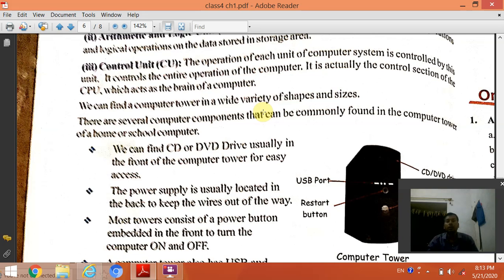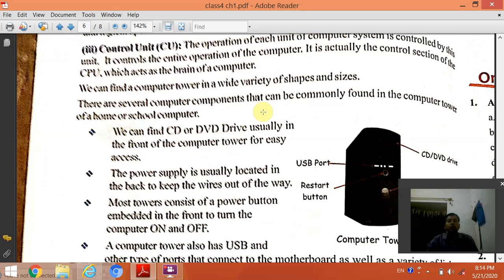CU, control unit. This unit performs controlling operations in our computer systems. It is also a part of the CPU that controls the entire operation of the computer. हमारे कंप्यूटर में जितने भी ऑपरेशंस होते हैं, all operations are controlled by the control unit. That's why it is called the brain of the computer.